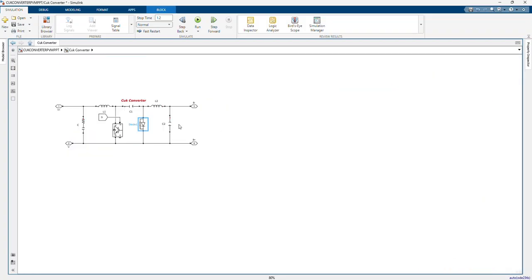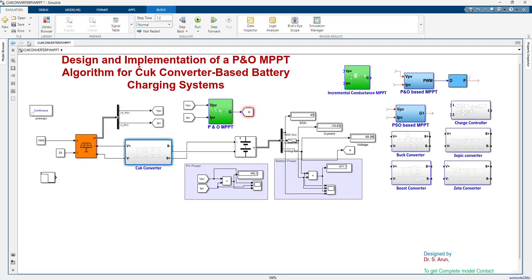I already told that the negative end of the battery will be connected to the positive end of the Cuk converter, and the negative end of the Cuk converter will be connected to the positive end of the battery, because in a Cuk converter the output voltage is reversed. So that is why we connected it reversed to the battery.